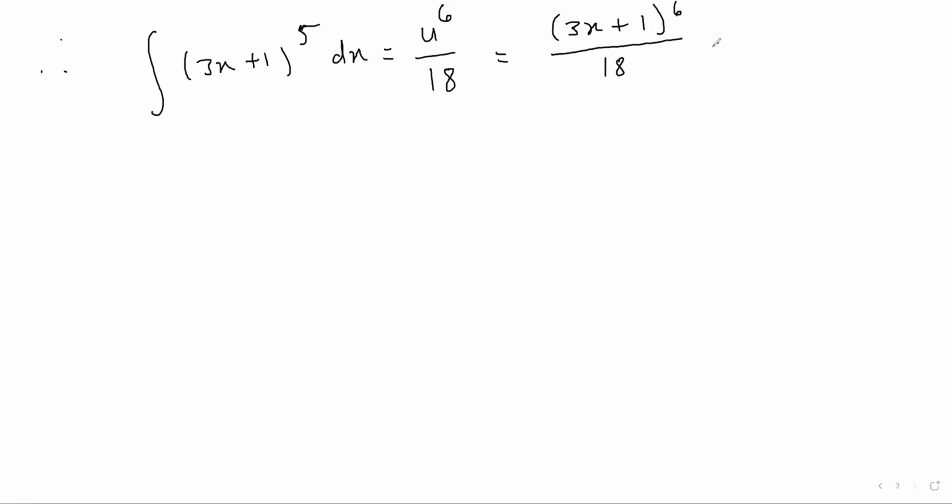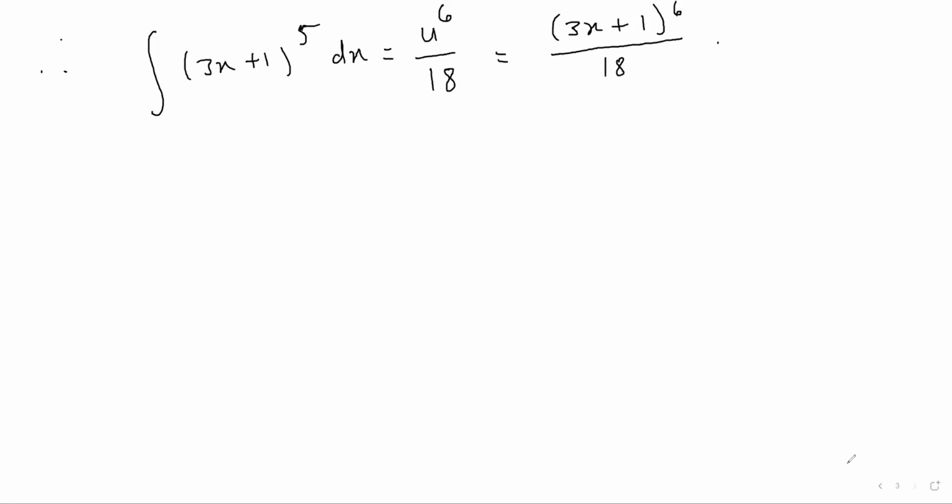So it's (3x plus 1) to the power 6 divided by 18. Now that's the answer of this indefinite integral.